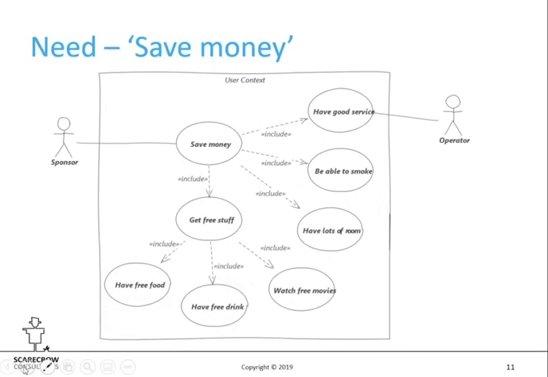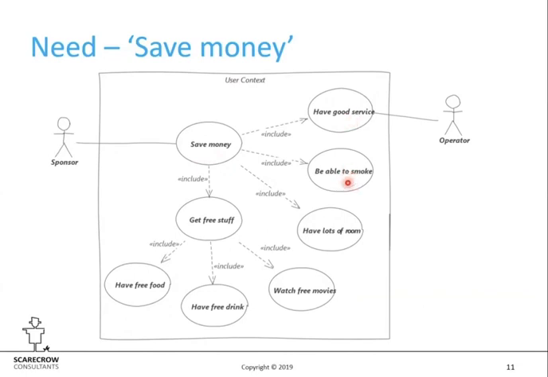So we've got the one to save money, and let's look at this from the point of view of the user. This is what we call a user context. The box here is telling me it's a context. This thing here, user context, is telling me from which point of view this information is modeled. So here's our basic needs statement: I want to save money. But from the point of view of, let's say, me as the user, this means I want to have a good service from the operator.